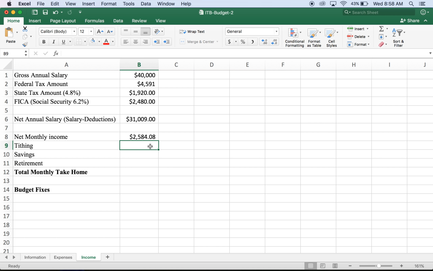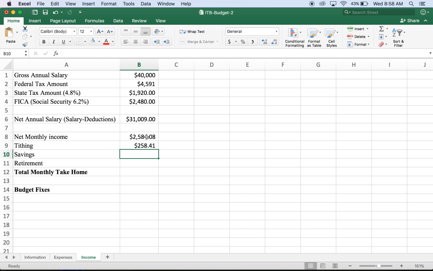So here we go. From our net monthly income, we will talk about tithing. Tithing is what we give to the church, to give it up for God and everything that He does in our lives, to support the great programs that the church runs, so that they can operate on a budget, and so on and so forth. Tithing is at 10%. So we will take our net monthly income and multiply it by 0.1. We move the decimal two times. It's $258.41.